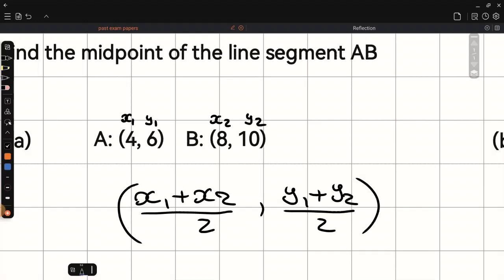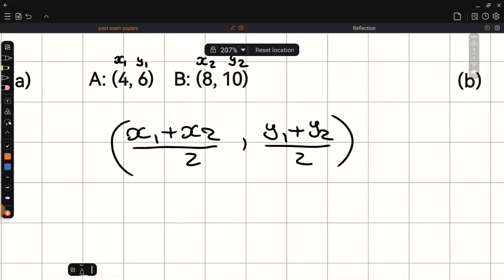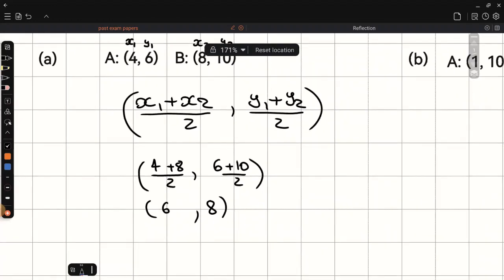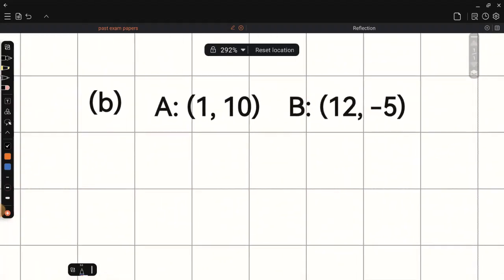So let's start by adding x1 and x2. We will have 4 plus 8 divided by 2, which is 6. Now let's do the same thing with the y values. We will have 6 plus 10 divided by 2, which is 8. So we got the final answer: (6, 8). Now let's try another example.